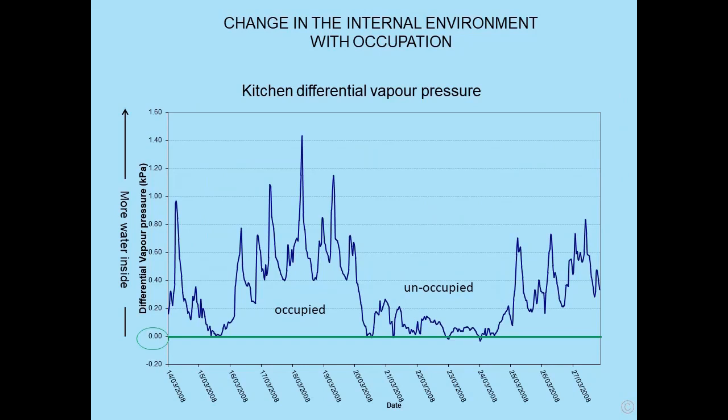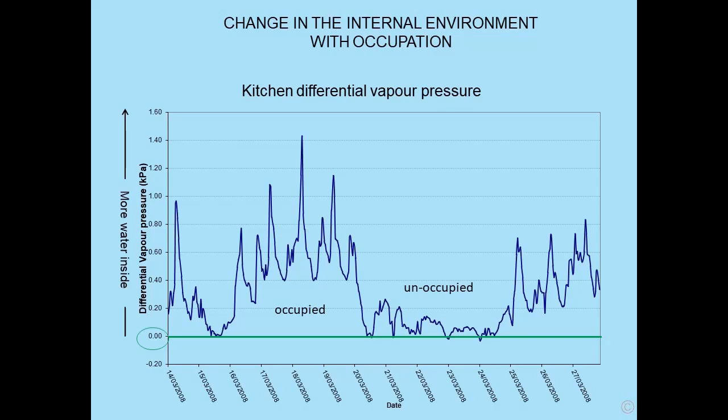Changing internal occupation, another job, there it is on the left. At the zero point, there's as much water vapor inside as outside, and above that there's more water vapor in the building. Differential vapor pressure, occupied, unoccupied.